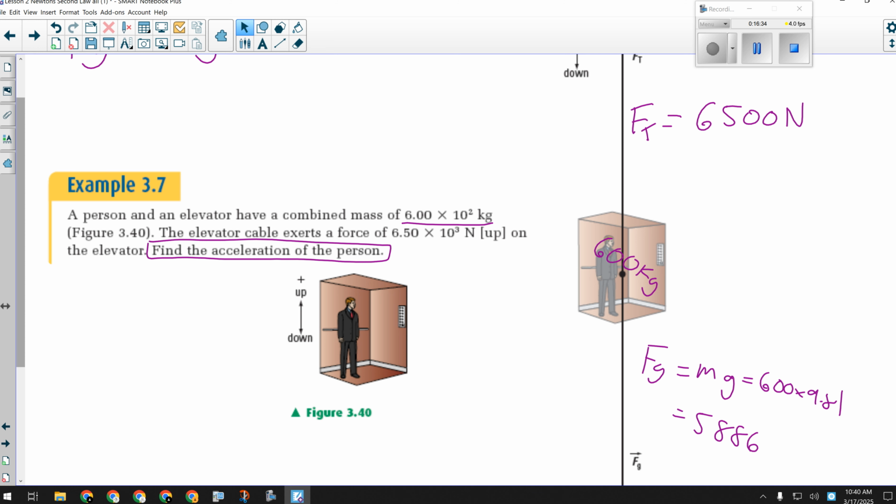Is that right? Yeah, that's what I got. Okay, Eric, you didn't do any work. So 600 times 9.81 should give me 5,886 newtons. Just looking at this situation, I got 6,500 newtons up and 5,886 down. Which way is the elevator going? Up. Accelerating or moving at a constant velocity?